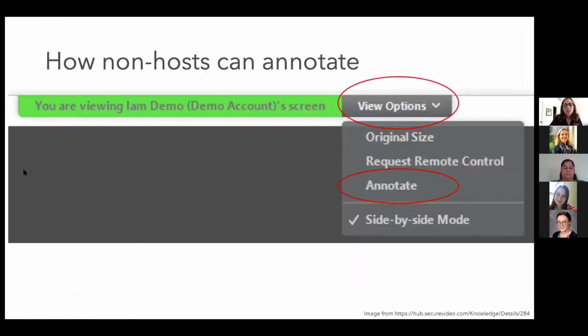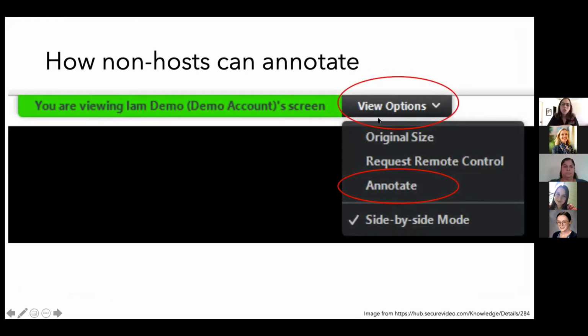The other thing is when you are not a host, it will look a little different. So I also put in a slide there to show what the participant view looks like versus the host view. Again, you can look at that later on your own time.